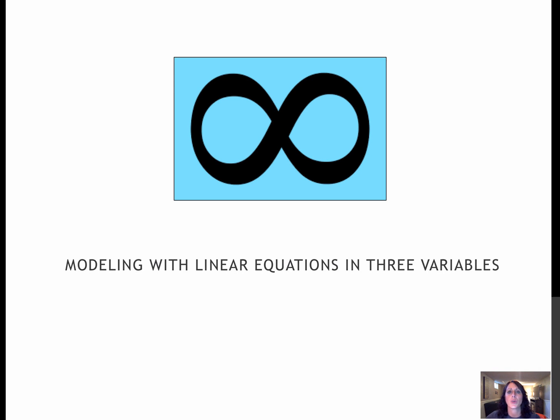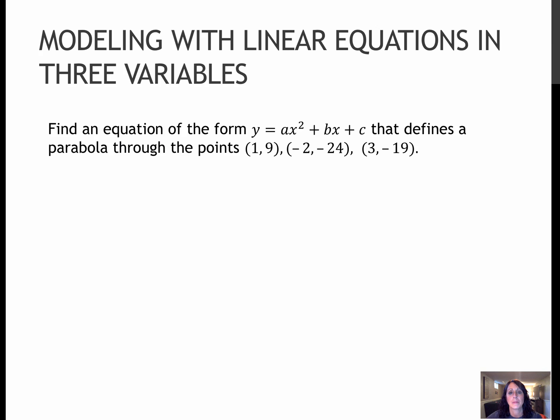In this question, we are going to do some more modeling with linear equations and three variables. They are different than the last questions that we did, and so I wanted to separate them. So here we're dealing with a parabola, which of course is a quadratic equation. And a quadratic equation already has three values, the a value, the b value, and the c value, and those are going to be what we're solving for in this case.